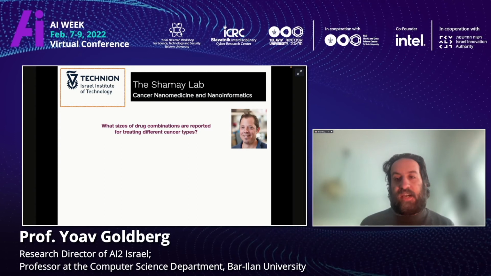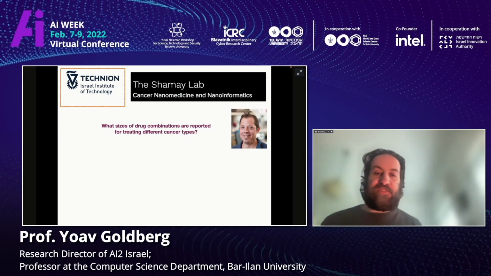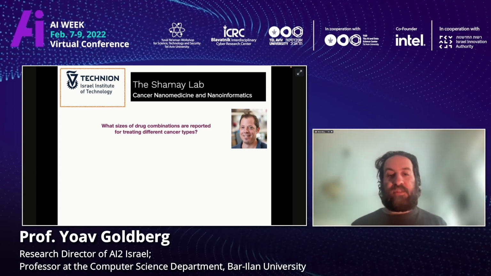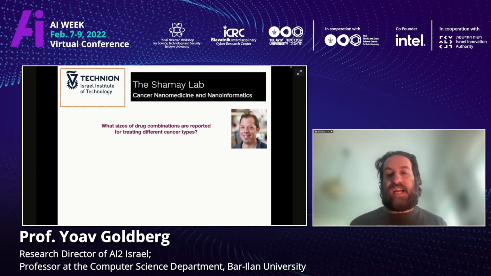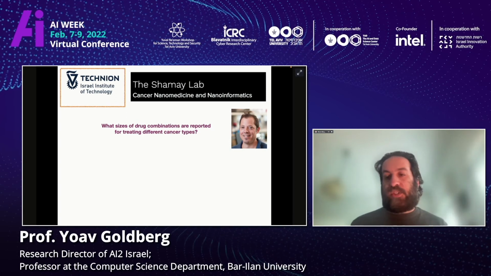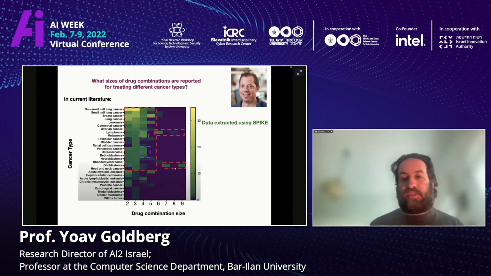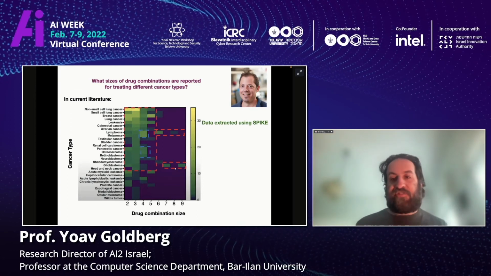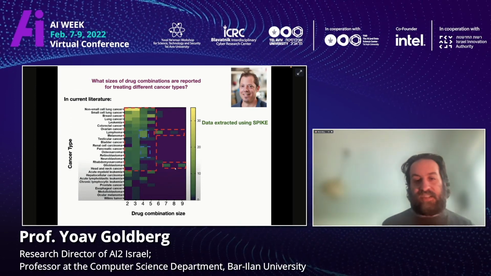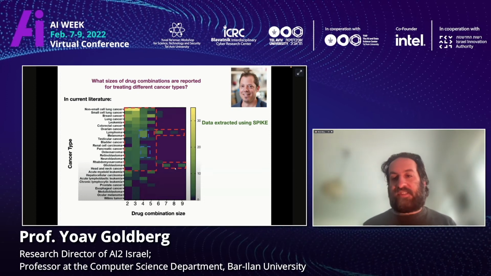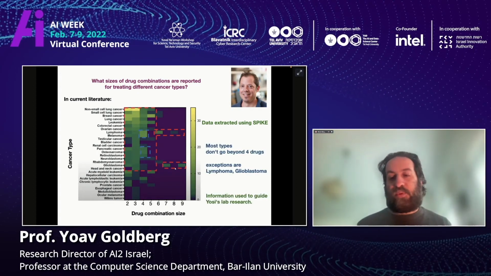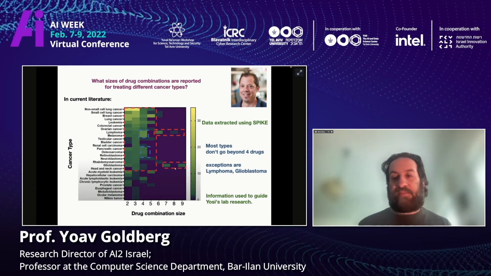The second story is about Yossi Shammai's lab at the Technion, and he is a heavy Spike user. One thing he asked is what sizes of drug combinations are reported for treating different cancer types. That's a question which is very hard to answer, but using Spike, he managed to create this very nice heat map of cancer types on one side and combination size on the other. And he gets some insights from that, which he's now using to guide his lab research.